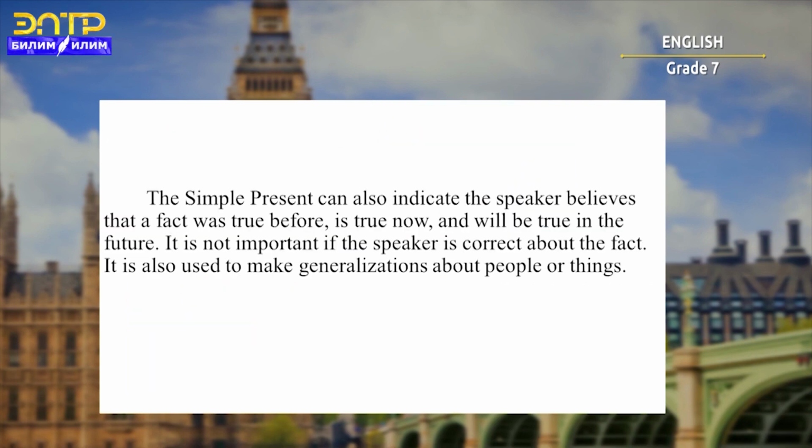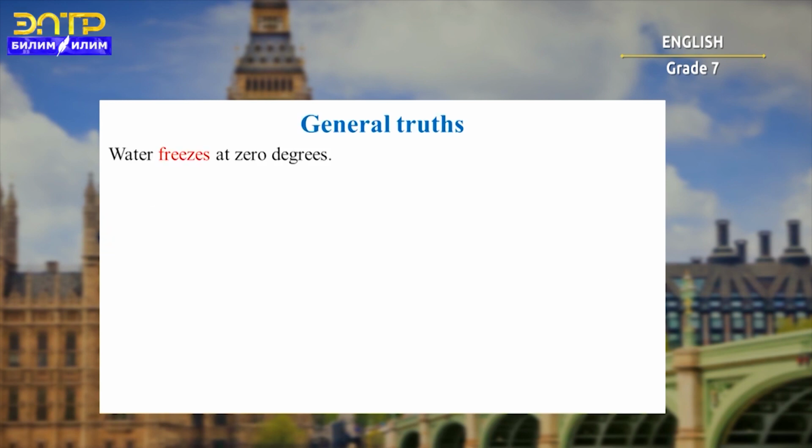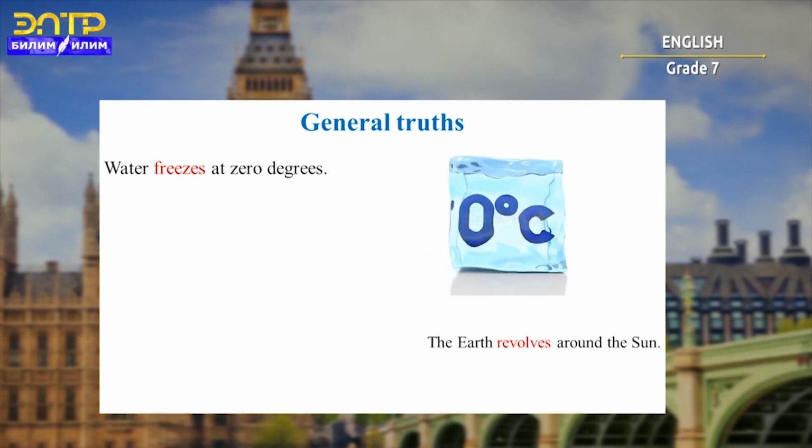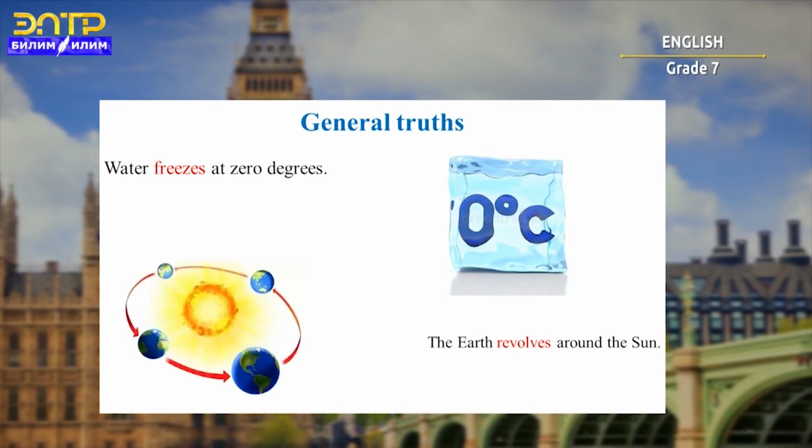The simple present can also indicate the speaker believes that a fact was true before, is true now, and will be true in the future. It's not important if the speaker is correct about the fact. It's also used to make generalizations about people or things. Let's look at some examples for general truth. Water freezes at 0 degrees. The earth revolves around the sun.